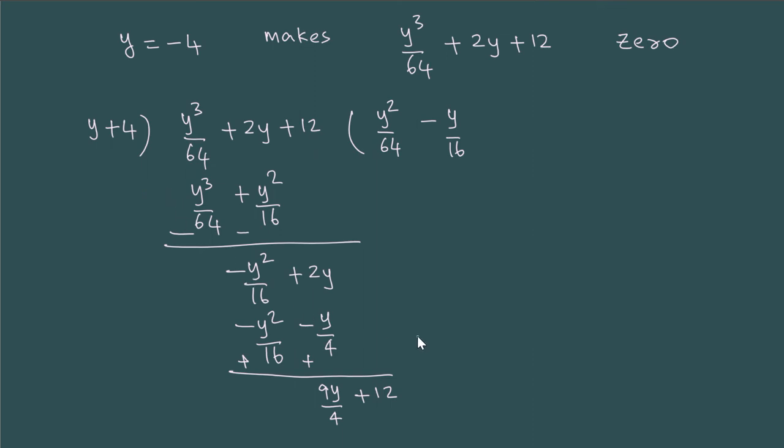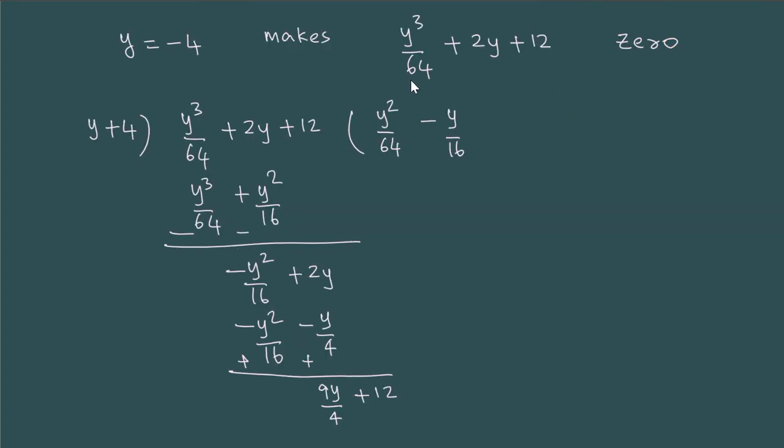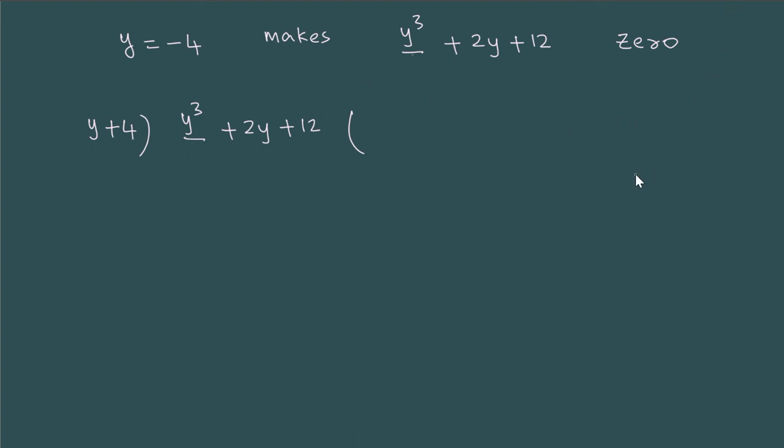I think I might have made a mistake here. Oh, I made a transfer mistake. Look at this, I have y cube by 16, and then I took it as y cube by 64, and that is why I was getting confused towards the end. I'm so sorry. Let me change this and redo it here. That was supposed to be 16. When I move from board to board, these transfer mistakes do happen.